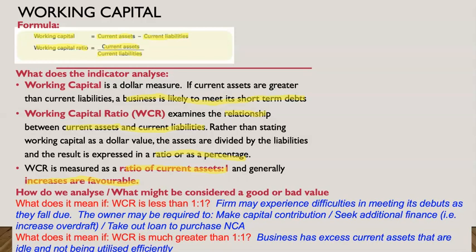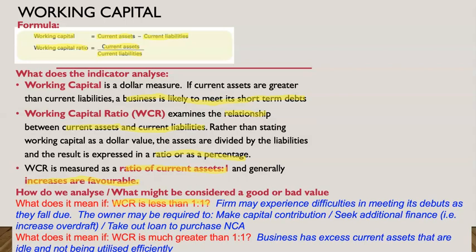So how do we analyse it? What is good or bad? Typically, we are looking for a working capital ratio that is more than 1 to 1. Because what does it mean if working capital is less than 1 to 1? This might mean the firm has difficulties in meeting its debts as they fall due. This is because their current liabilities are higher than their current assets. So they might be required to make capital contributions, seek additional finance, so more overdrafts or a loan.